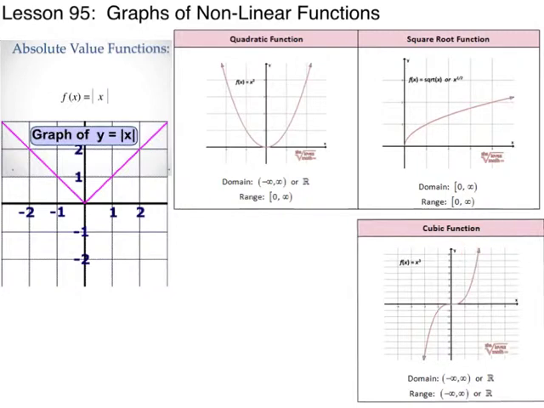And then you have a cubic function, which means that x is going to be cubed. And it looks sort of like this crooked little S. So let's take a little closer look at each one of these one by one.